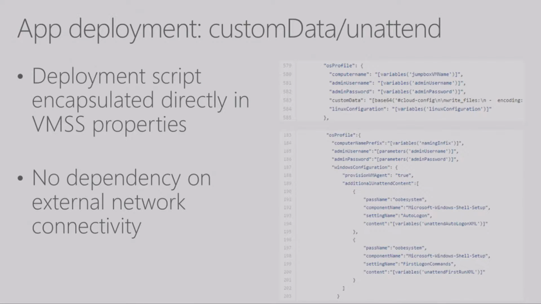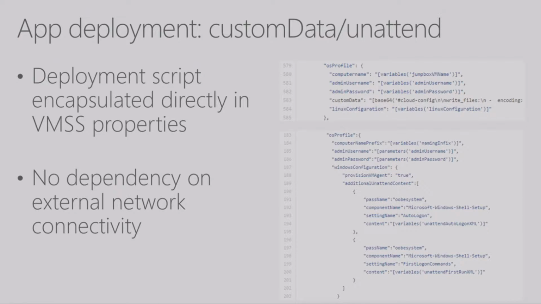However, supposing you're creating infrastructure where the VMs don't have external network connectivity, or maybe it's some kind of hybrid infrastructure where the external network connectivity is expensive. You don't necessarily want to run an extension that goes and deploys from somewhere on the cloud. Maybe you want to install from some kind of share, or you actually want the whole installation script contained in the VM scale set properties. Well, you can do that.